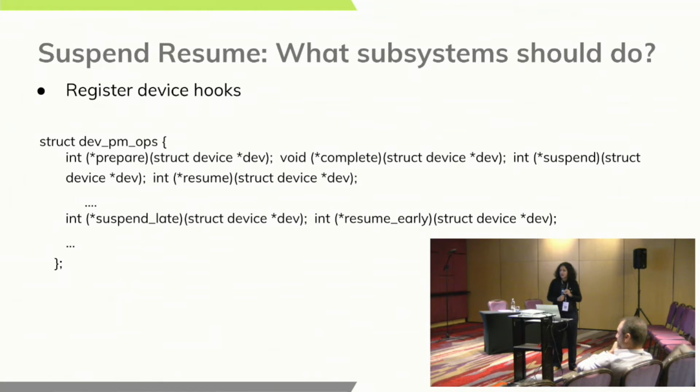Okay. Anyways, so device drivers are supposed to register certain device hooks in order to be called during the system suspend and resume. The important ones here are the prepare, the resume, and the suspend. So these are the device specific hooks. There are platform specific hooks which are defined as well. So during the suspend sequence, first a platform hook is called, which in turn will call all the device hooks that are registered. And these device hooks are supposed to specify the steps that your particular device is supposed to take when you are shutting down the system and when you are resuming back the system.